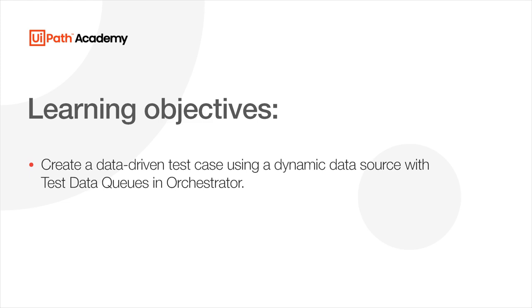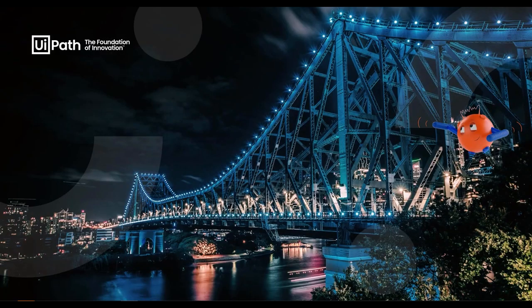There are two dynamic data sources: test data queues and data services. In this video, we'll focus on the test data queues. But what are test data queues? Test data queues provide a way to store and manage your test data. The test data queue acts as a container that holds your queue items ready to be consumed through a set of activities. The queue items are uploaded or removed from the test data queue according to a first-in, first-out principle.